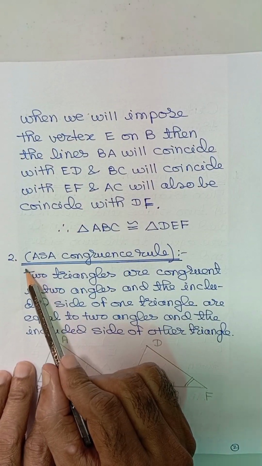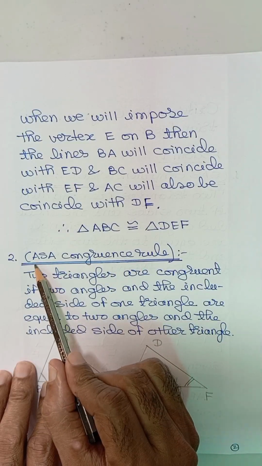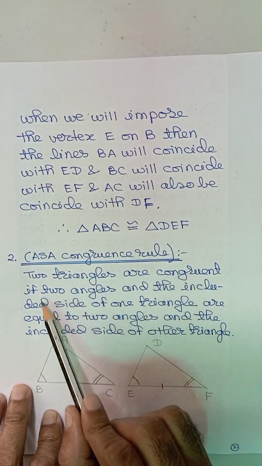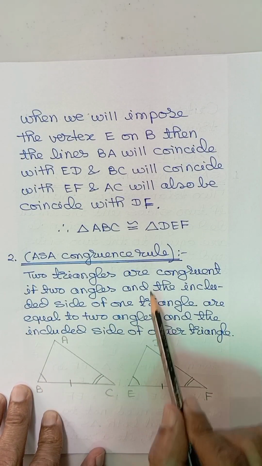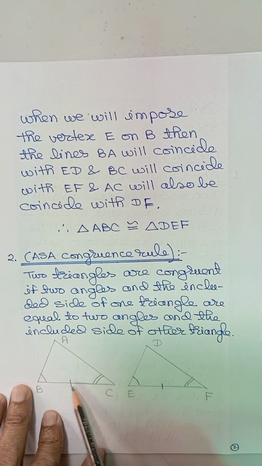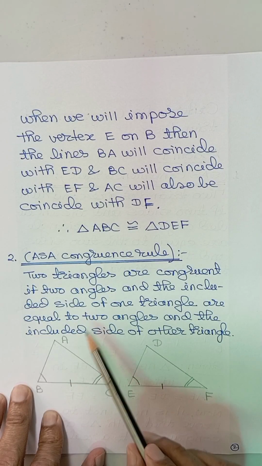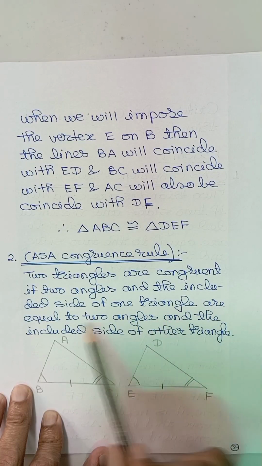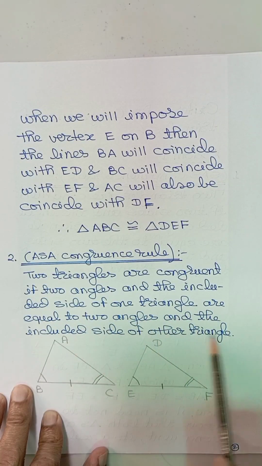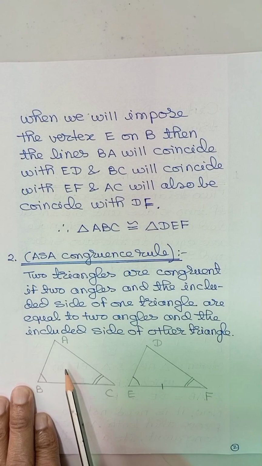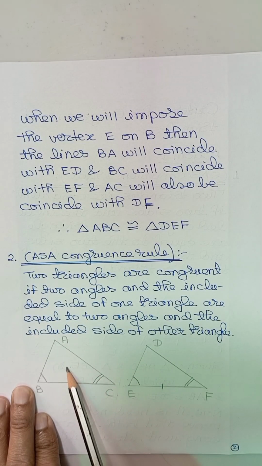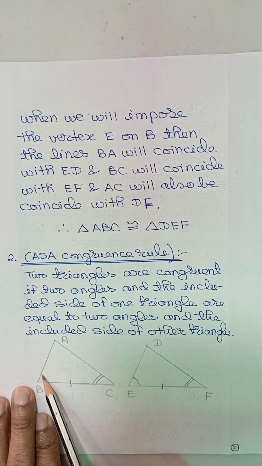Now guys, we'll come to congruence rule part 2, that is ASA, angle side angle. So the statement is that triangles are congruent if two angles and their included side are equal. Here BC in this triangle is the included side and here EF is the included side, and both are equal. The two angles and the included side of one triangle are equal to the two angles and the included side of another triangle. So these two triangles are congruent.